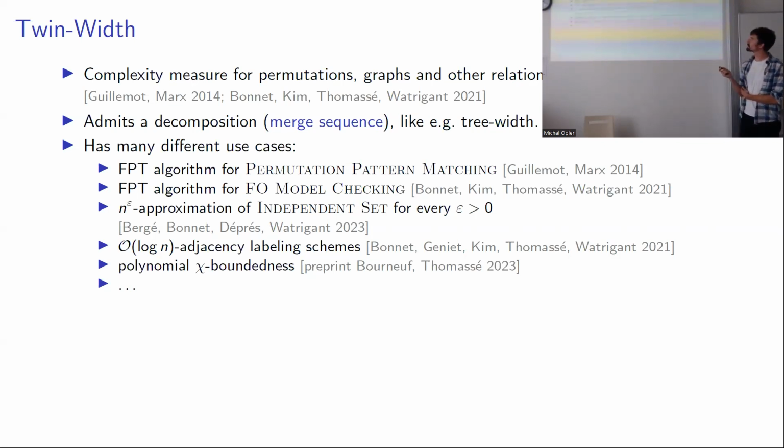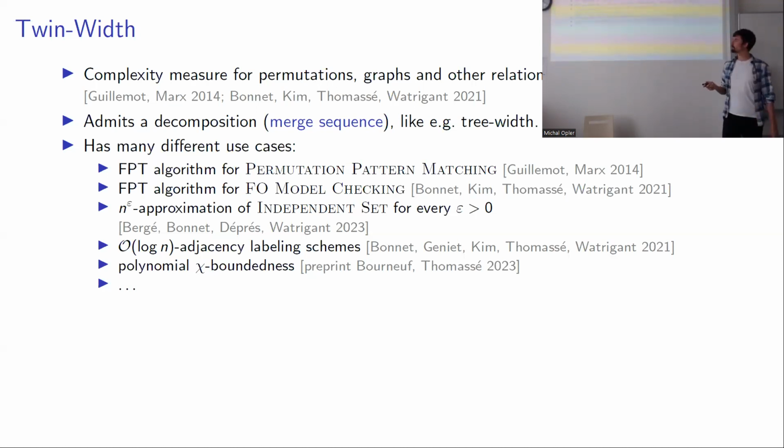And then in 2021, there was this seminal paper by Bonnet et al. that transferred this idea to graphs and, more generally, relational structures. It's defined using some sort of decomposition, merge sequences, which we will see in the next slide. But let me just note, there are many different use cases of bounded twin-width, ranging from FPT algorithms, some sort of approximations, and all the way to some combinatorial results like polynomial chi-boundedness, etc.